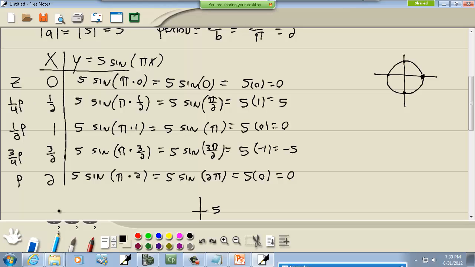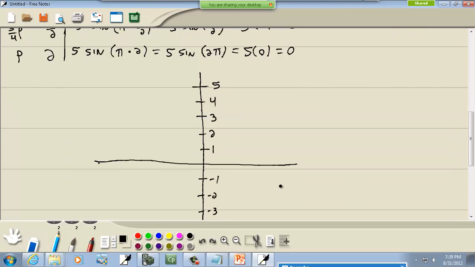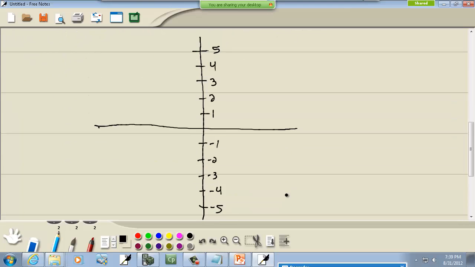Okay, so now our period is 2. So let me come over here. 2 is a distance from here to here, so this has to be a distance of 2. Then this would be 1, this would be 1/2, and this would be 3/2. Well, let me try that one again. There we go.